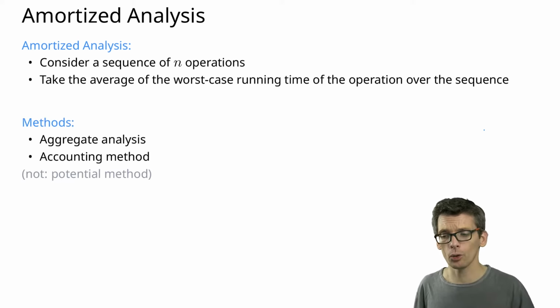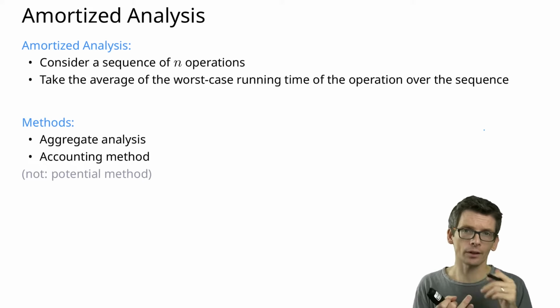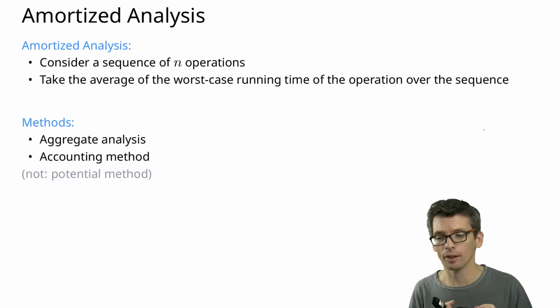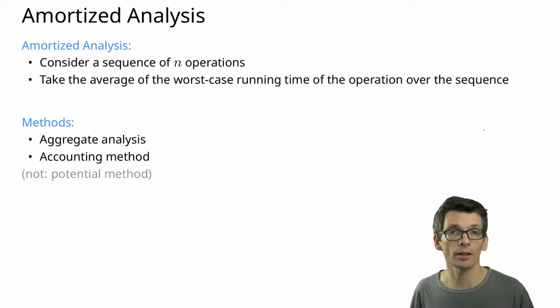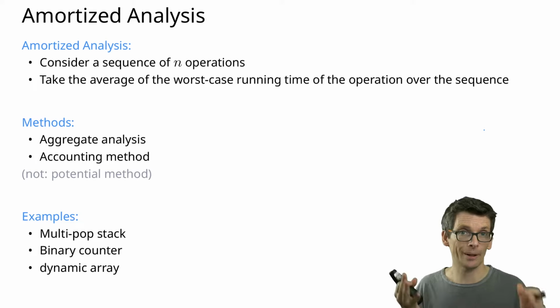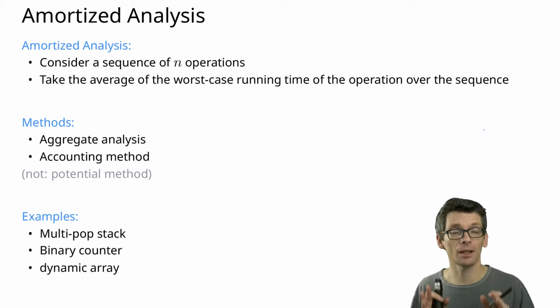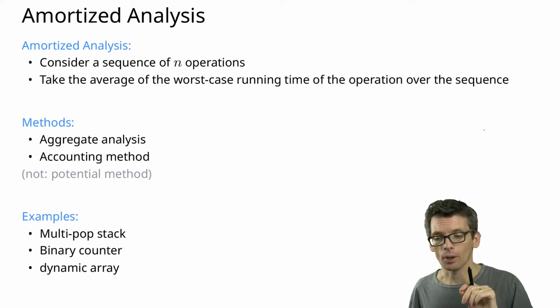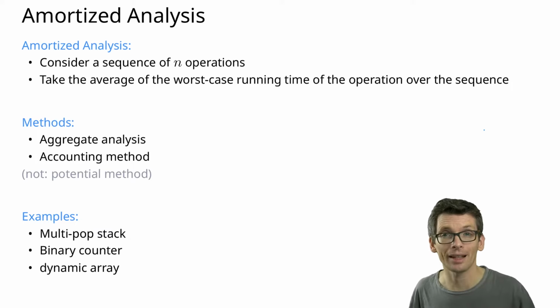We're going to see two methods for that, the aggregate analysis and the accounting method. Very often in this setting there's a third method that's discussed, the potential method. We won't do that because I wanted to keep things simple. And we're going to look at three examples: a multipop stack, which we already started with, a binary counter, and dynamic arrays, more specifically inserting into a dynamic array.